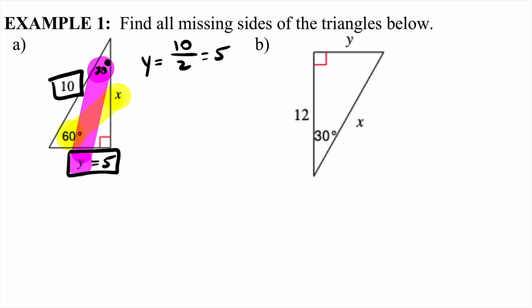So now I've got to find the third side. Well, from here, you can use the Pythagorean Theorem. Leg squared plus leg squared equals hypotenuse squared. So you can go 5 squared plus x squared equals 10 squared. You can do that. That works. But let's use the table instead, because we've already done that. Let's do it a different way. So x.